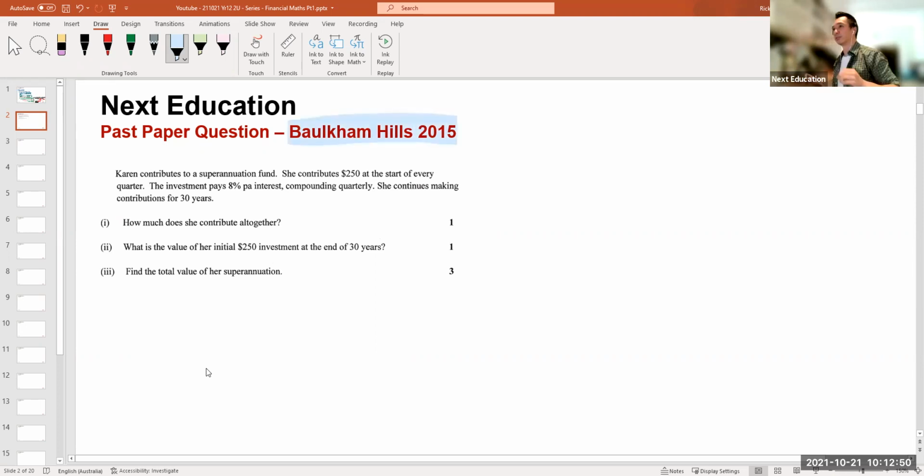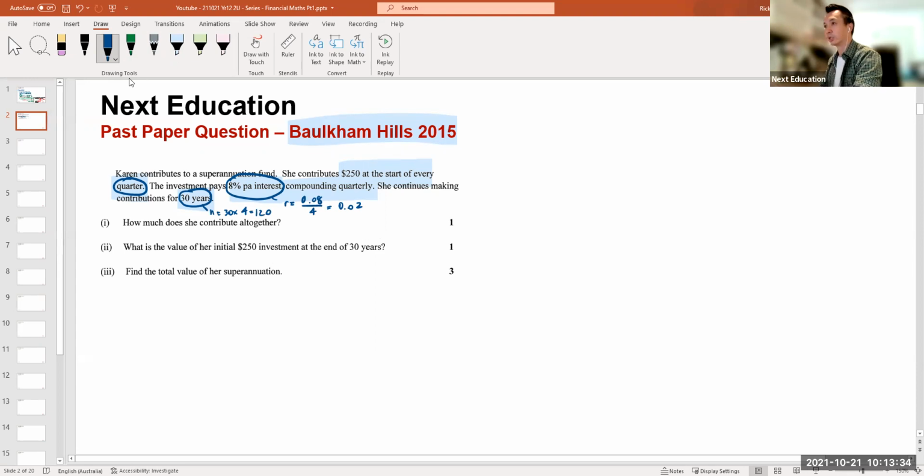So in Balcombe Hills, 2015, Karen contributes to Superfund. Superfund contributes $250 at the start of every quarter. Quarter is a key word there, so let me highlight that for you, because it determines the number of periods that we have. Interest rate 8%, just like my question before, compounding quarterly, and continues to make contributions for 30 years. Now we need to convert this interest rate into a quarterly rate. So that's 0.08 divided by 4, which is 2%, so 0.02. 30 years, we need to convert that to quarters. So n is 30 times 4, which is 120.